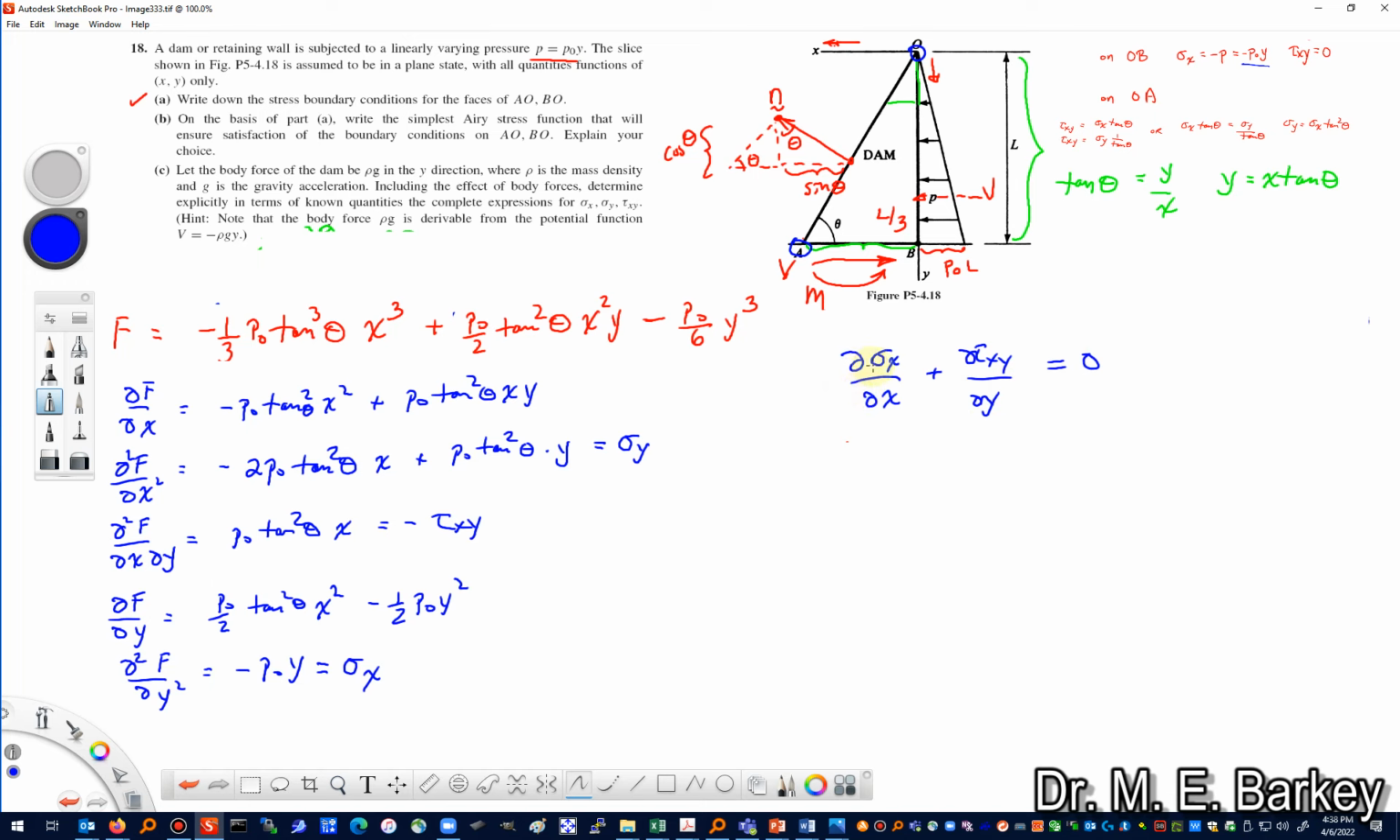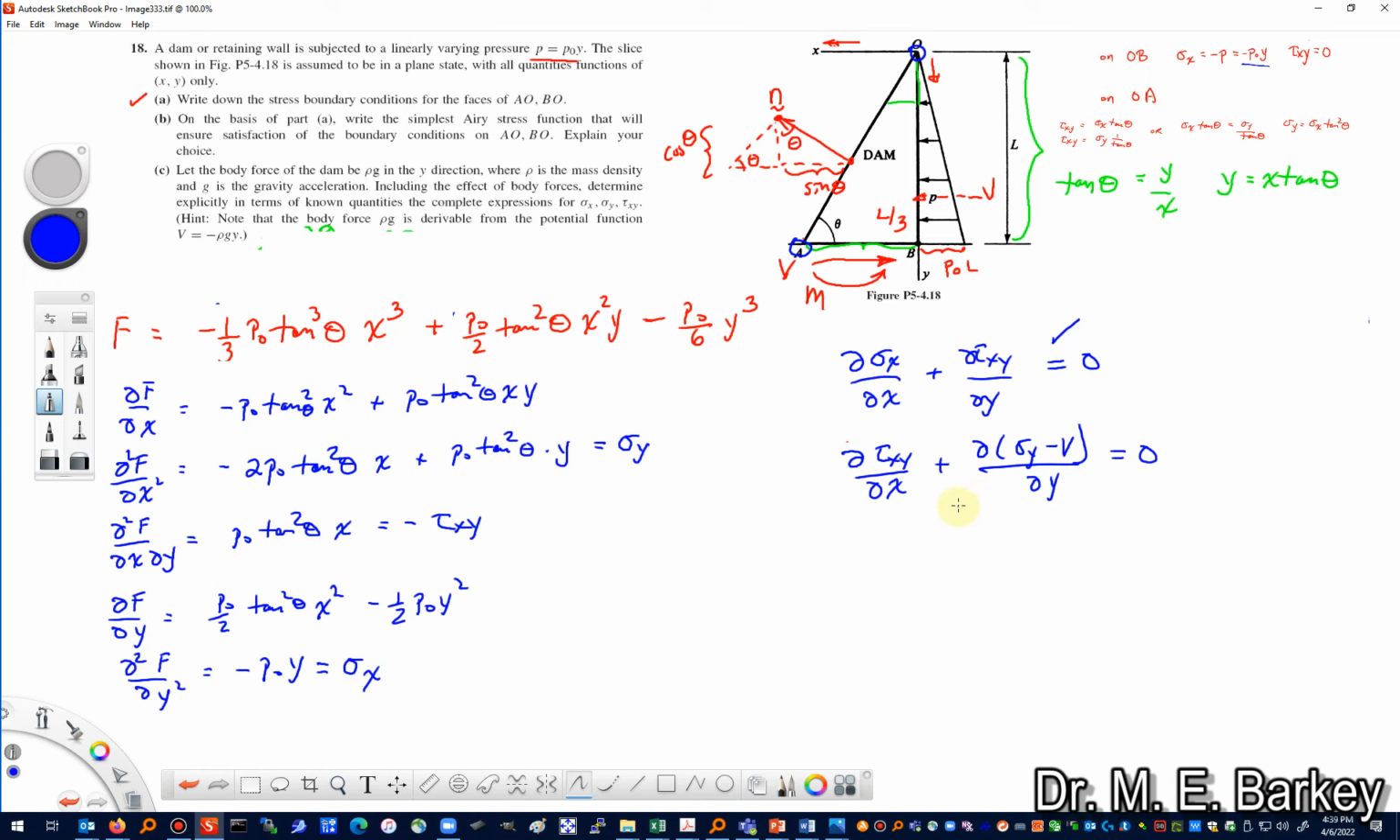No matter what we do to this term, partial derivative of that is 0, and partial derivative of tau xy with respect to y is 0, so we're okay there. So the next thing we'll look at is the partial derivative of tau xy with respect to x, and then we're going to look at the partial derivative of sigma y minus v, when I showed you that section in the body forces with a potential function. So we have that.